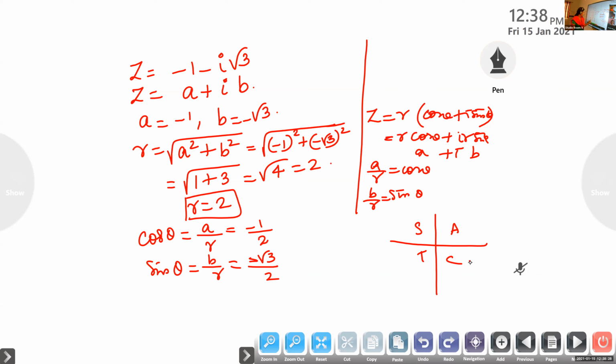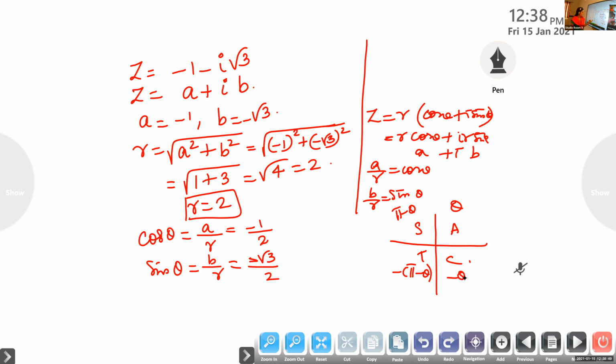Sin is negative, cos is also negative. Both are negative, isn't it? So here all are positive. Here it is sin, third one tan only positive, fourth one cos is positive. And here, what is the angle we are going to take? Theta, pi minus theta, minus of pi minus theta, and minus theta.